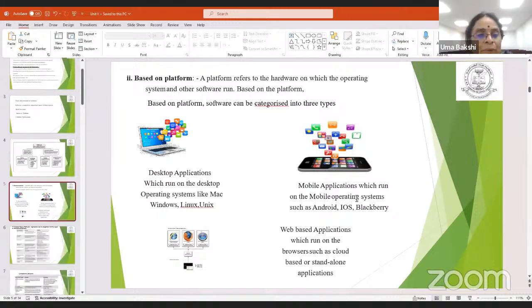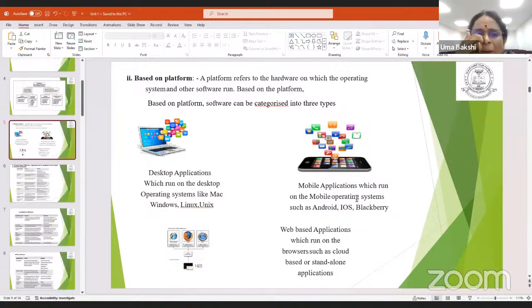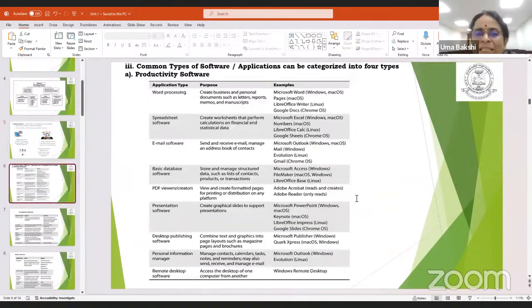Okay. Then we have common types of software applications, and applications can be categorized into 4 types. One is called the productivity software.